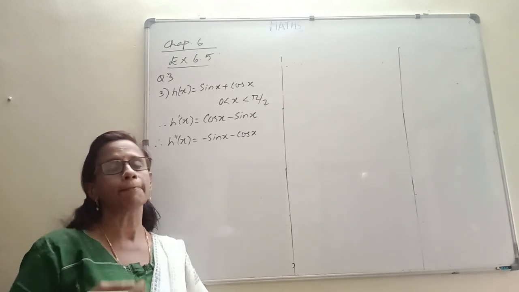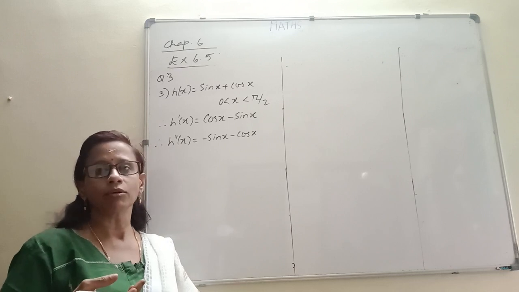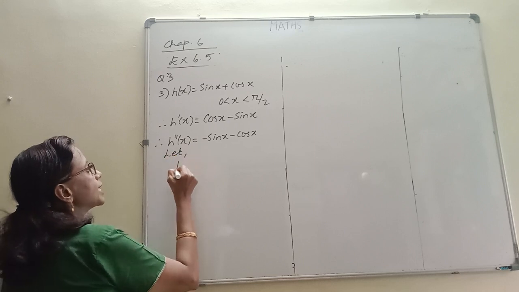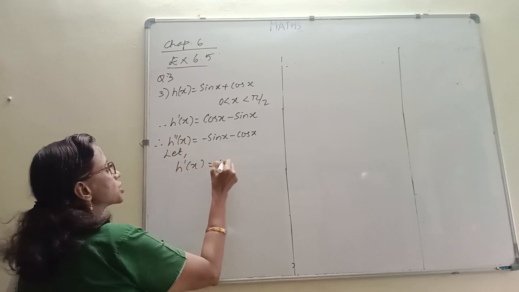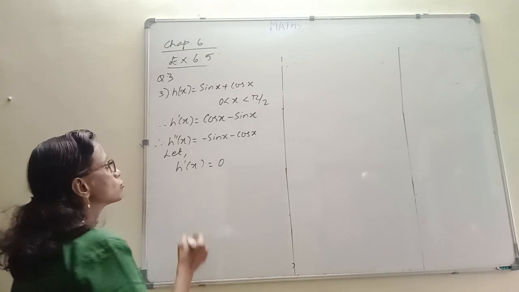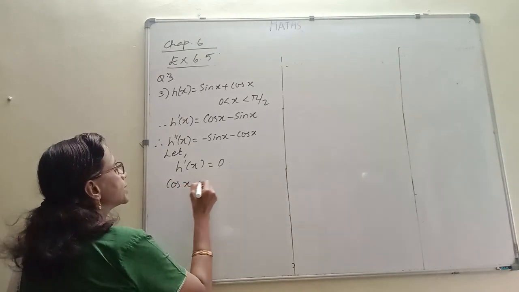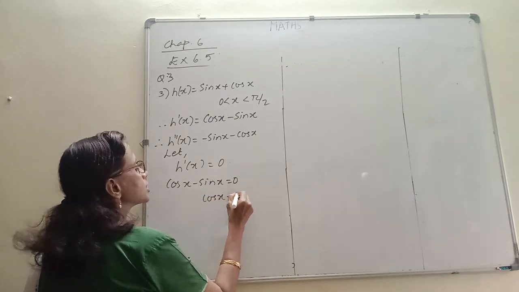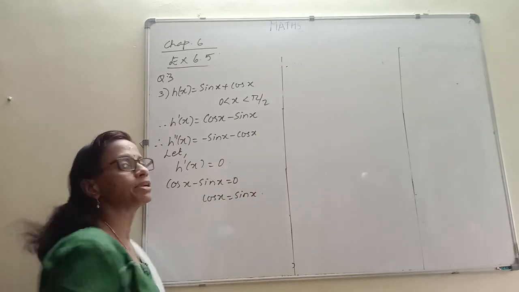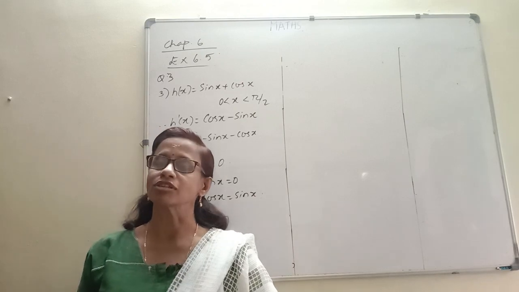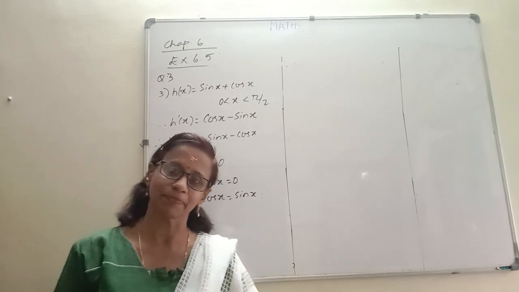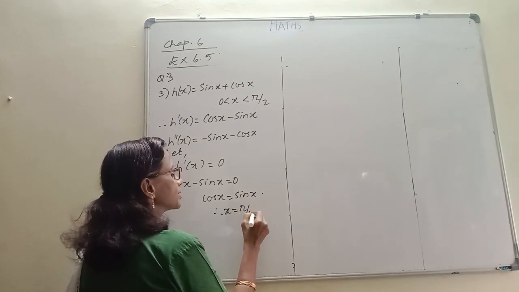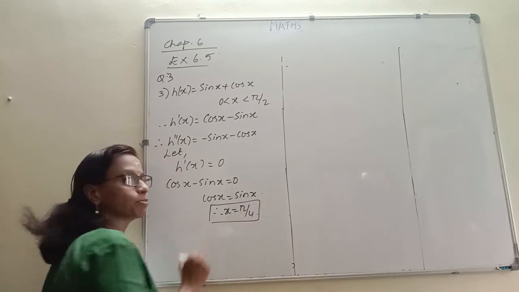We go for our next step, wherein we try to find the critical points. For that we will let the first derivative, h dash x, be 0. So that makes cos x minus sin x equal to 0, which makes cos x equal to sin x. And between 0 and pi by 2, the value at which cos x becomes equal to sin x is 45 degrees, pi by 4. So the value here is pi by 4, and that's our critical point. So you're getting your critical point from here.